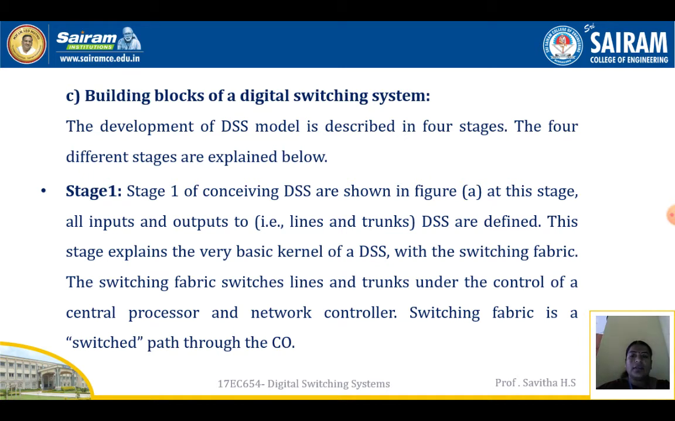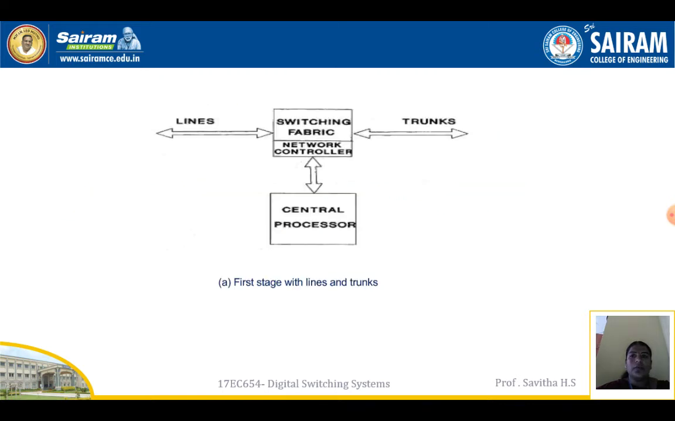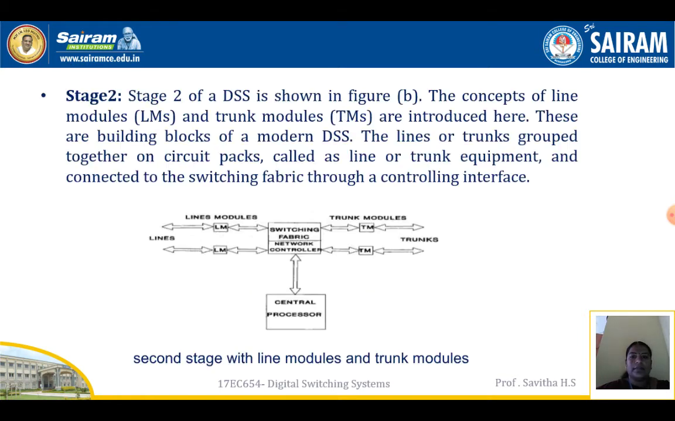This stage explains the very basic kernel of a DSS with the switching fabric. The switching fabric switches lines and the trunks under the control of a central processor and network controller. Switching fabric is a switched path through the CO. First stage of the lines and the trunks, switching fabric and network controller. So central processor, trunks and lines.